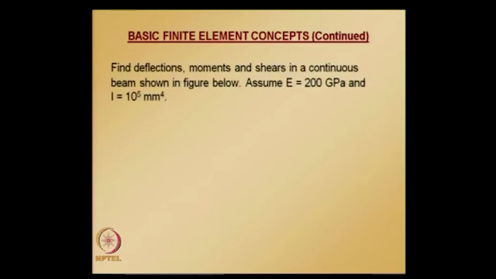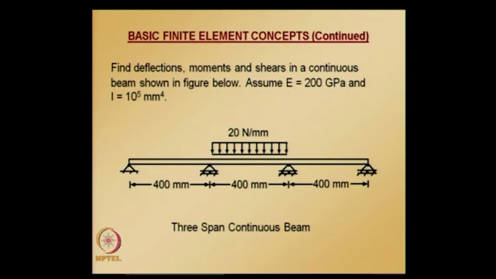A 3 span continuous beam. Find deflection, moments and shears in the continuous beam shown in the figure. The material properties, Young's modulus and cross sectional properties, the second moment of inertia, are given, all in SI units.